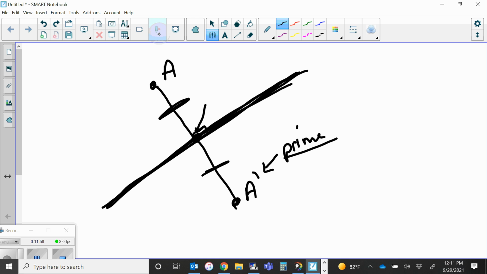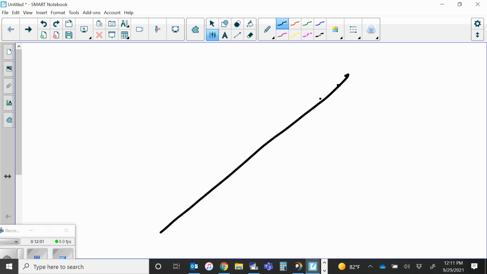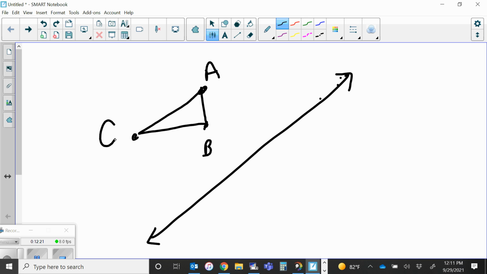So let's talk through this construction. What if I had a shape and I wanted to reflect it over that line? What would I do with this? We'll call this A, call this B, we'll call this C. So what would I do to the first one? What would I do to A? What would I say if it was a point? What would I have to do?